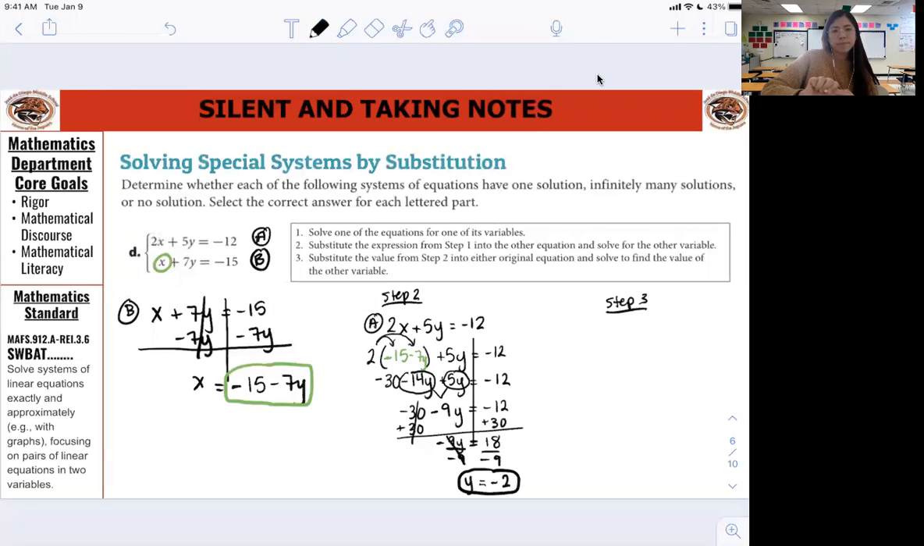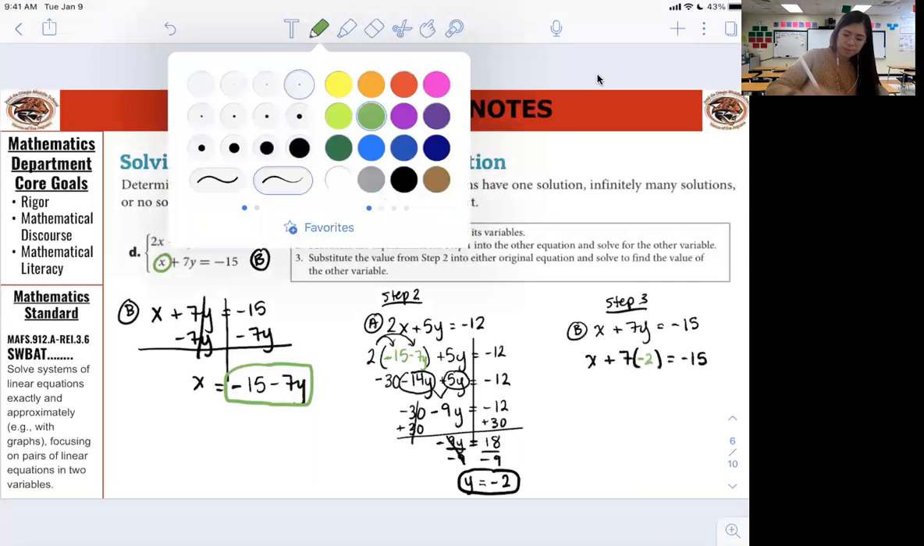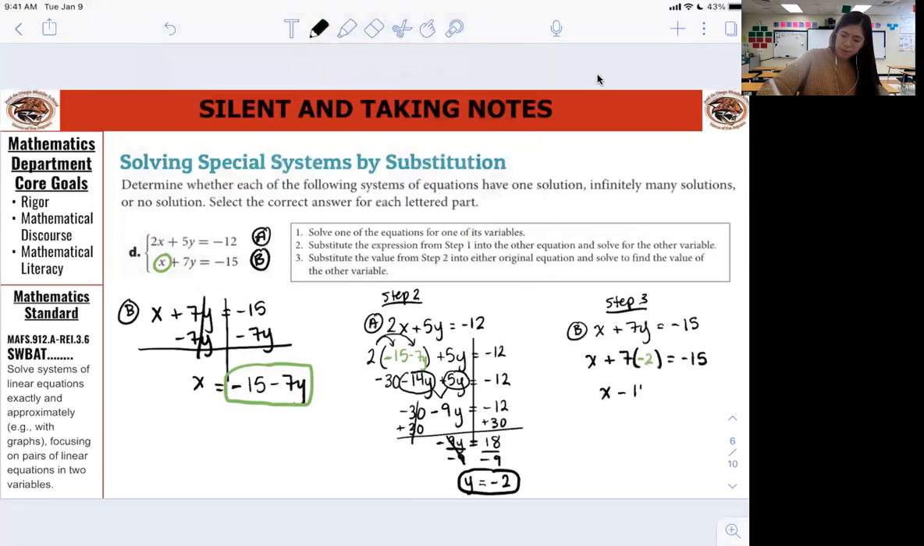Okay, now Allison, can you repeat what you were saying before? Can we plug in y for b? Good, yeah, let's plug it into equation B. Again, it doesn't matter which one, but it's helpful to pick the more simple looking equation. So I'm plugging in negative 2 for y. What's 7 times negative 2? Negative 14. What do I do to both sides? Add 14. Yeah, you want to do the opposite of what you see.